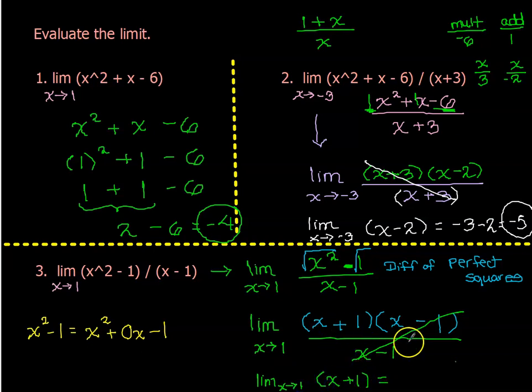Now you no longer have a denominator, so you don't have the problem of a zero denominator again. You directly substitute 1 plus 1, which will equal 2. All right, guys, brief algebra review, but hope this helps.